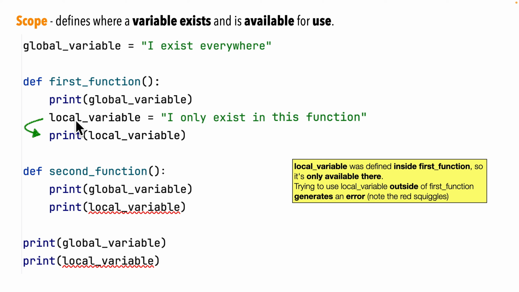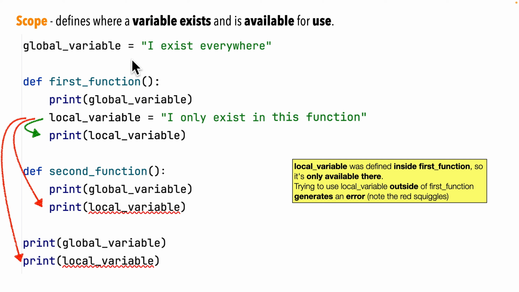In this example, the variable local_variable is first used, defined or created, inside the function named first_function. Now when I try to print it inside of first_function, I have no problem. But when I try to refer to it outside of first_function, say inside this other function called second_function, or outside of both of these functions, I get the red squigglies of anger. Python tells me that the value local_variable is undefined in these statements because it only has scope, or it only lives inside of first_function.